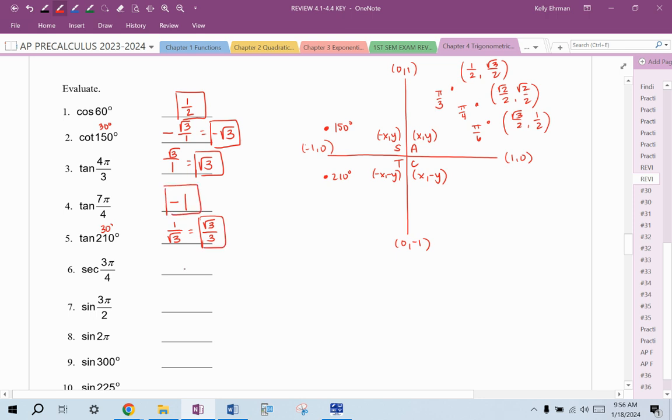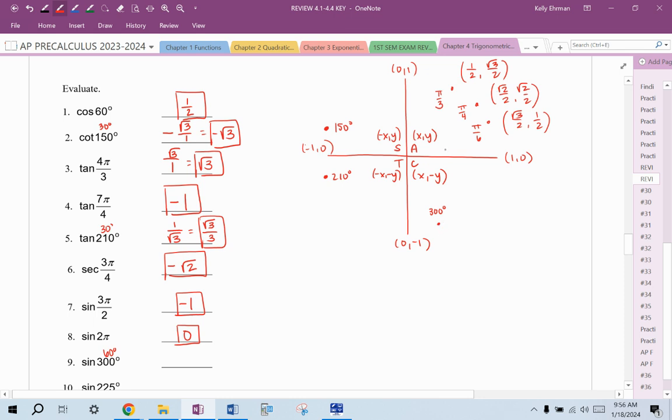Secant of pi over 4, I have this one memorized. It's radical 2. That way I don't have to do 2 over radical 2 and simplify. And then in quadrant 2, secant's negative. Sine of 3 pi over 2, we're looking at the y value at the bottom of the circle. Sine of 2 pi, we're looking at the y value at 0, which is 0. Sine of 300, that's the 60-degree angle that is down here in quadrant 4.